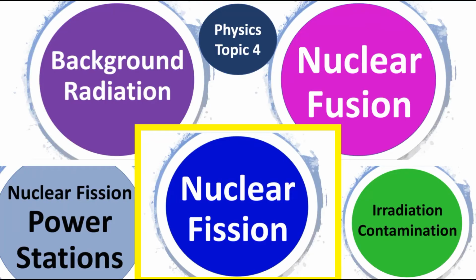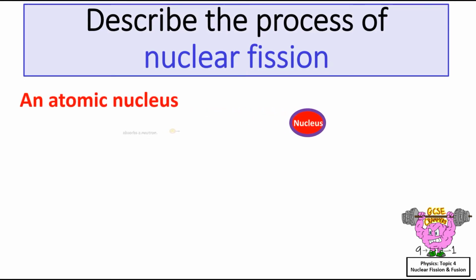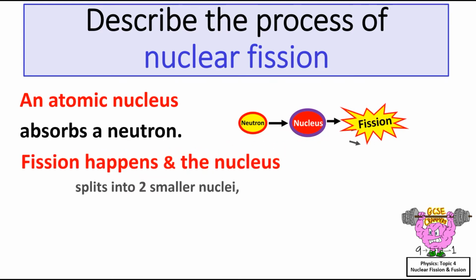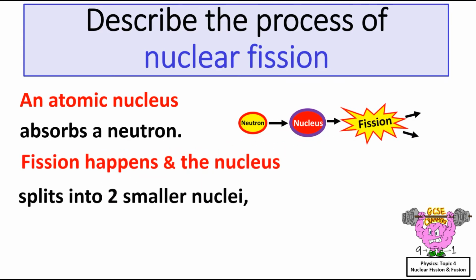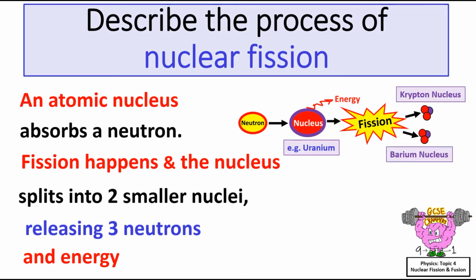Nuclear fission. Describe the process of nuclear fission. An atomic nucleus absorbs a neutron, fission happens and the nucleus splits into two smaller nuclei, releasing 3 neutrons and energy. For example, uranium undergoes nuclear fission and splits into a krypton nucleus and a barium nucleus.